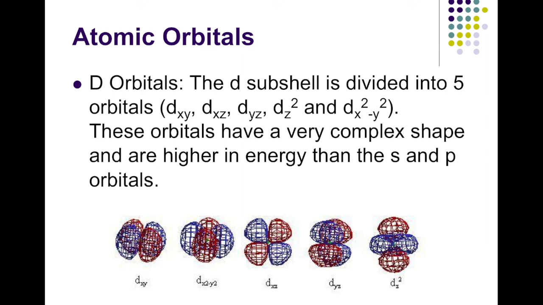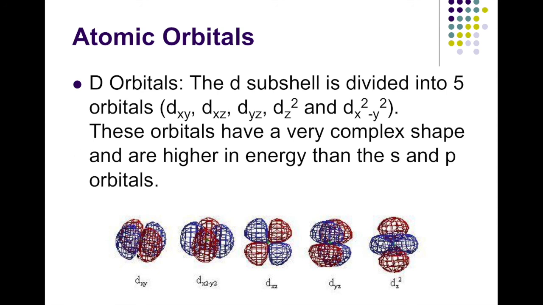These are a little bit more funky, as I can say. They look like flowers or extra lobes. So they are represented on multiple different axes. D orbitals have d subshells that are divided into 5 specific orbitals. You have the dxy, dxz, dyz, dz squared, and dx squared minus y squared. It is funky. You don't need to memorize how they are.